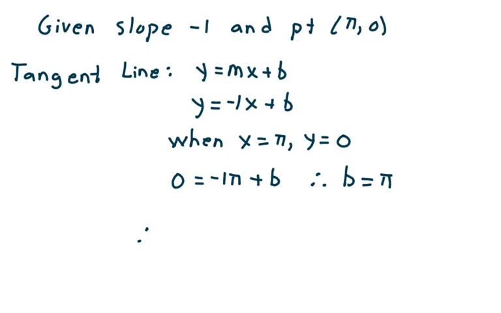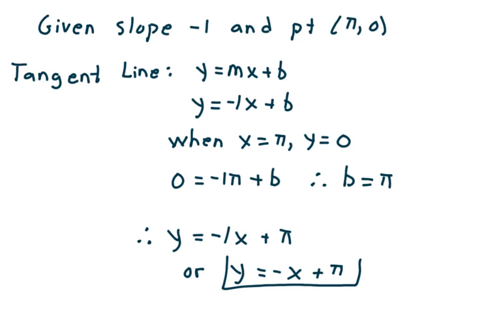And so therefore, y equals -1x plus pi, or we can write it this way, which is the way I would say most instructors would take it, is we would write y equals -x plus pi. And that right there is problem number 59. If we take a look at this one, let's take a look at 67.